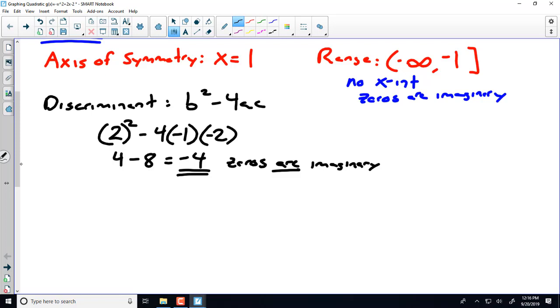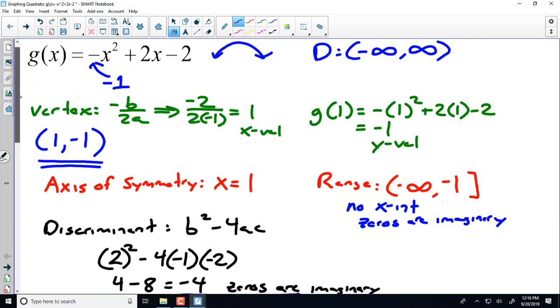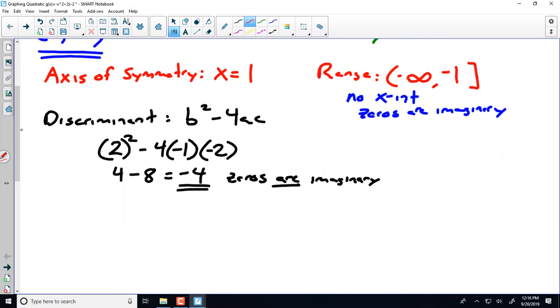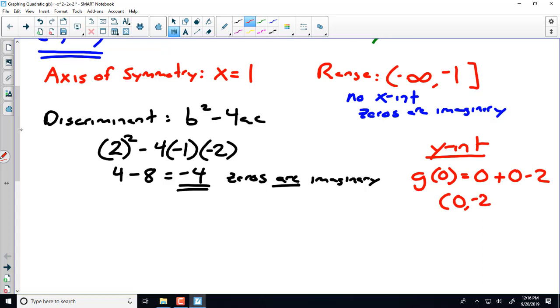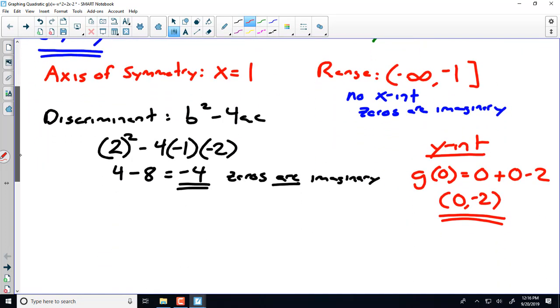All right, so that might cause us a little bit of trouble, because right now all I have is the vertex. Well, I can still get a y-intercept. So the y-intercept is found by plugging a 0 into the function. And if you plug a 0 into the function, it actually zeroes out the first 2 terms and leaves you with a -2 at the end. So our y-intercept is going to be 0, -2. Well, just a vertex and a y-intercept doesn't seem like too much to go on, but we'll do our best. So using this limited information we have, let's try and draw a graph.